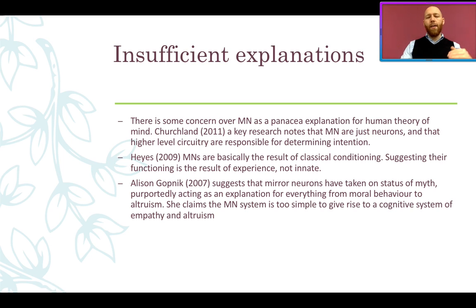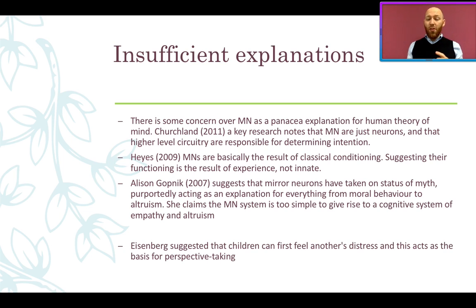So she says that it's been used to explain everything from altruism, doing good for no benefit to yourself, right down to autism and all sorts of other behaviours. She would argue that the mirror neuron system is too simple to really explain these complex behaviours. Eisenberg suggests that this is wrong.